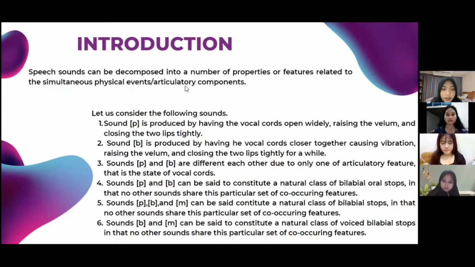3. Sounds P and B are different from each other due to only one articulatory feature, that is the state of the vocal cords. 4. Sounds P and B can be said to constitute a natural class of bilabial oral stops, in that no other sounds share this particular set of co-occurring features. 5. Sounds P, B, and M can be said to constitute a natural class of bilabial stops, in that no other sounds share this particular set of co-occurring features. 6. Sounds B and M can be said to constitute a natural class of voiced bilabial stops, in that no other sounds share this particular set of co-occurring features.